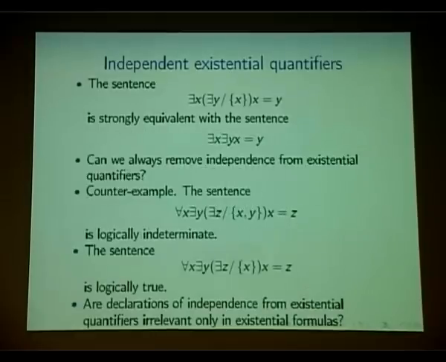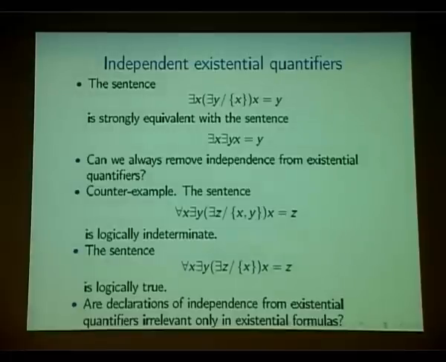So an intriguing phenomenon which has provoked some discussion in the IF literature is the behavior of the existential quantifier. We have this sentence: there is an x, there is a y, which is independent of x, such that x equals y. That's a logical truth. So that is equivalent to the sentence: there is an x, there is a y, x equals y. So the question is, can we always remove independence from existential quantifiers?